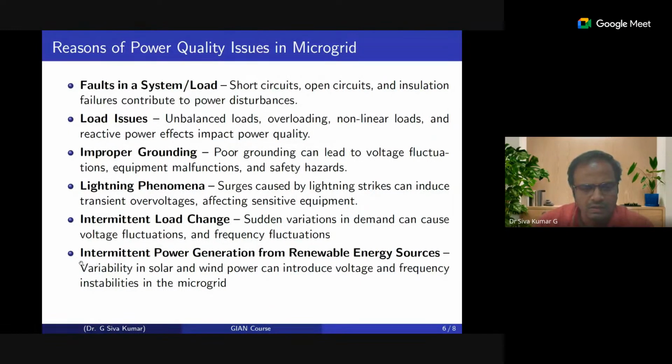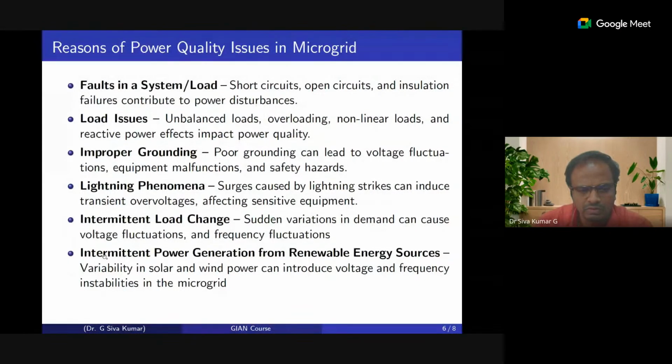The last point is intermittent power generation from renewable energy sources. This particular issue is going to exist with respect to the microgrid. The above are the five issues which commonly arise in the distribution system also.